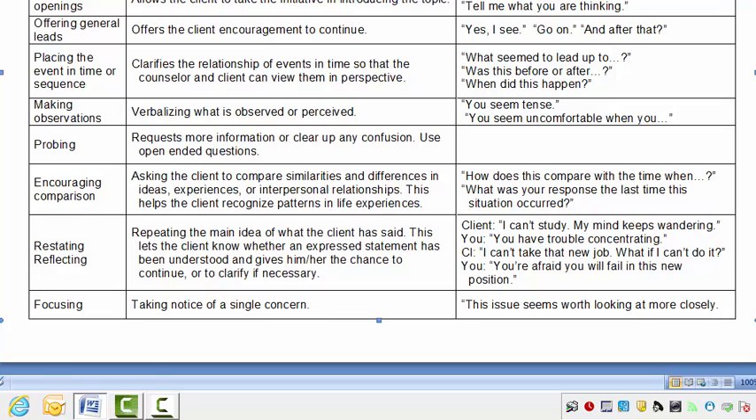And then the next technique is called probing. And probing is basically when you're trying to get more information from them. For example, the best one I can think of is, tell me more about the situation, a specific situation that they may have alluded to that you think is important for you to know in order to help them to move forward.